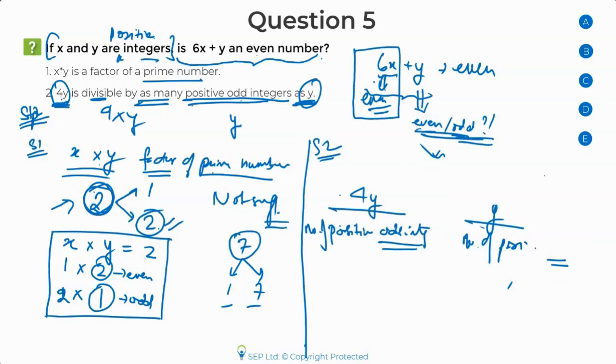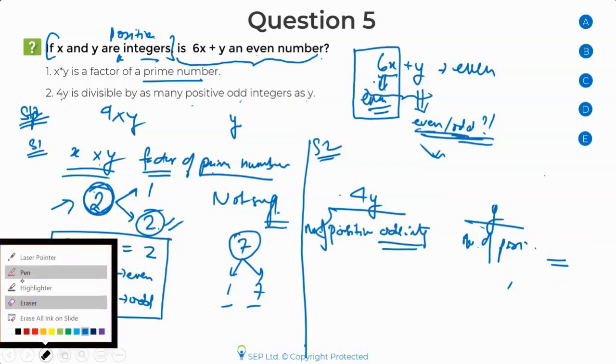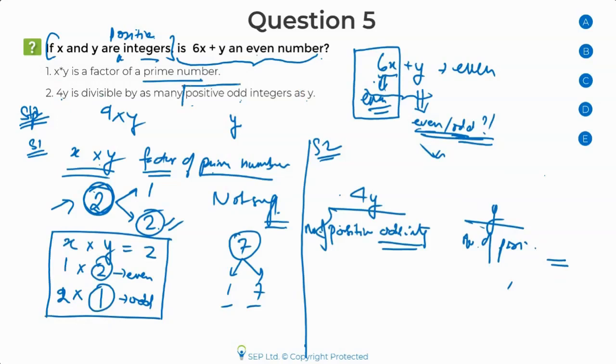Now, what is the use of this statement? Let me tell you guys. See, I don't know what y is, but let me ask you a very important question. While finding out the odd integers, does the even number play any role? Now that we have discussed odd factors, 4y is divisible by as many odd integers as y, so the number of odd integers is the same. When finding out the odd factors, does the even part play any role?